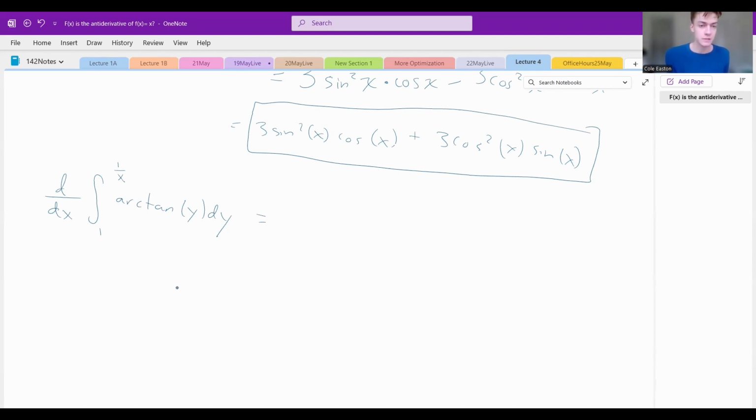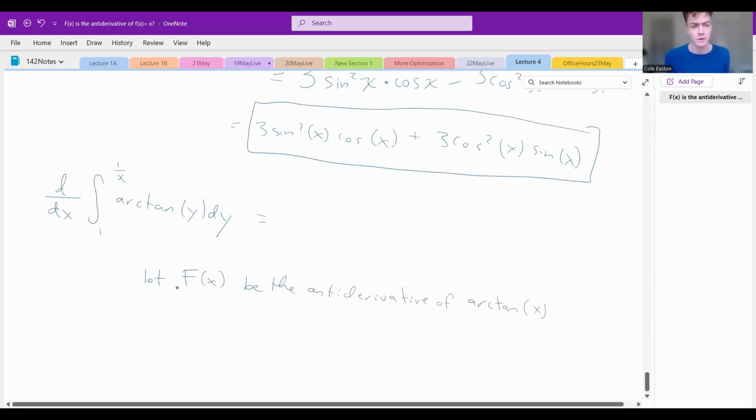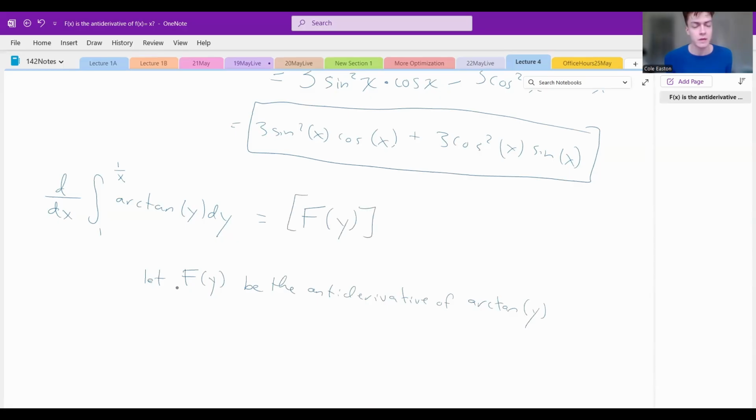So let's just say, let big F of x be the antiderivative of arctan of x. And maybe it would be helpful if I called these y's, since that's the variable that we have inside of the integral. So we can just work with that for now. So we're taking this big F of y, and we're going to be plugging in our limits, which is 1 and 1 over x. And then we're going to take the derivative of that with respect to x. So d dx of this. Okay, so let's start by plugging in those limits. So it's big F of 1 over x minus big F of 1.